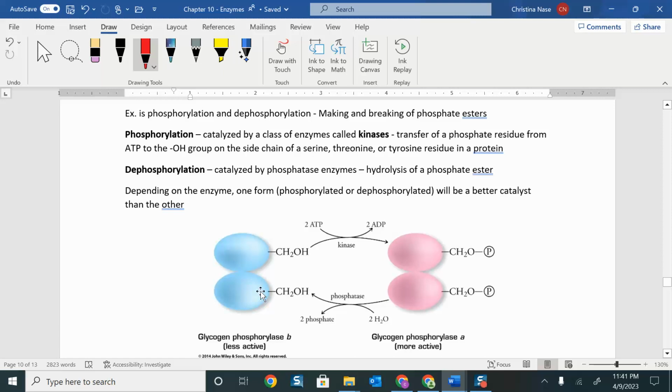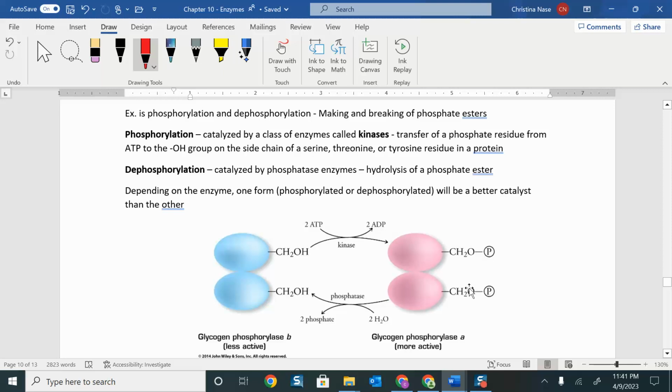Suppose you want it to be active. This is glycogen phosphorylase, so this is going to break down glycogen. So when you need a lot of it in the active form, then you're going to want this kinase enzyme to catalyze the phosphorylation. So you can see over here, this thing now has a phosphate group on it. So you went from the alcohol to the phosphate group.